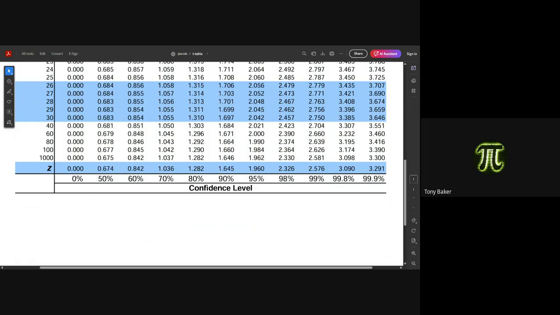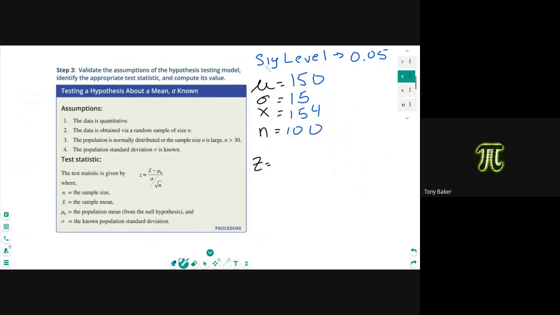Yes. How do you write the significance level, or is it just written out? I literally just put sig level 0.05. Okay. Yeah, that's all I do.